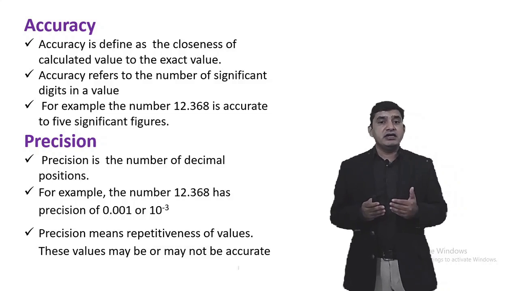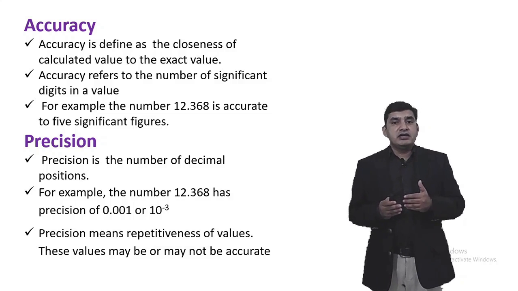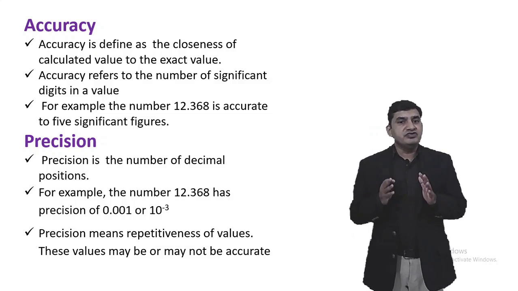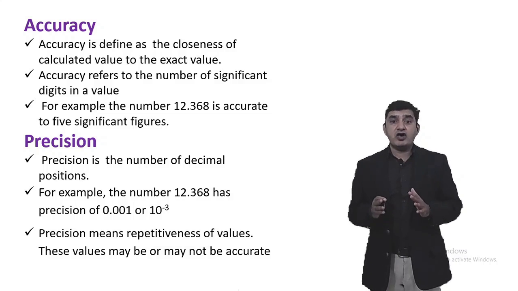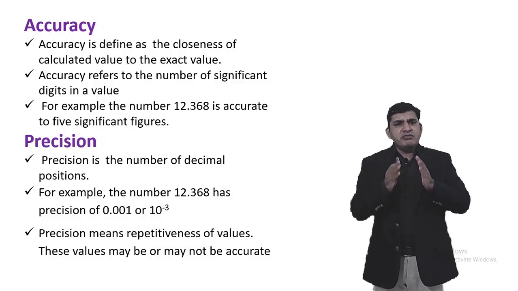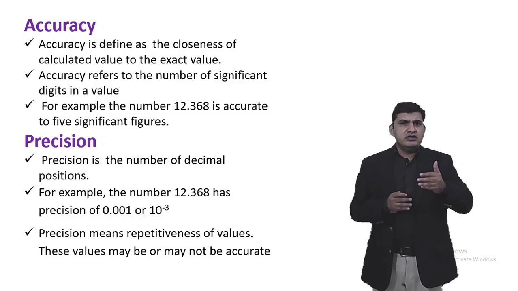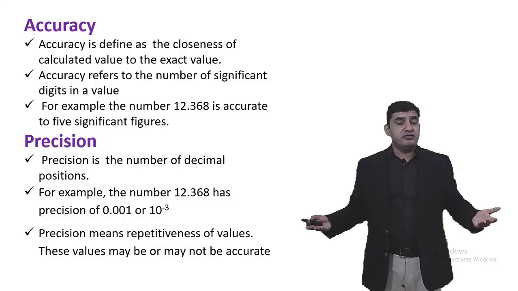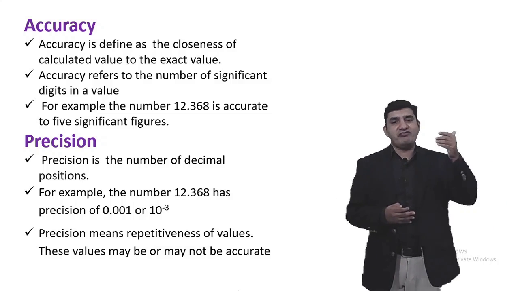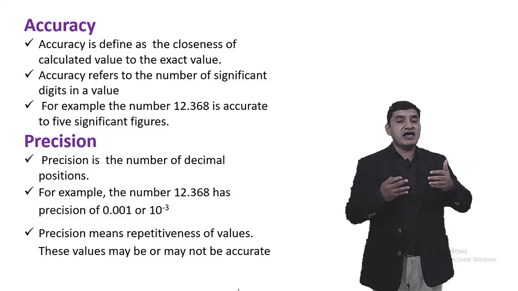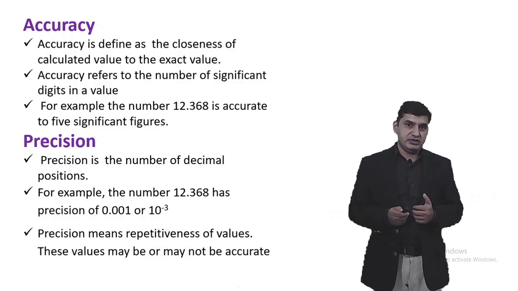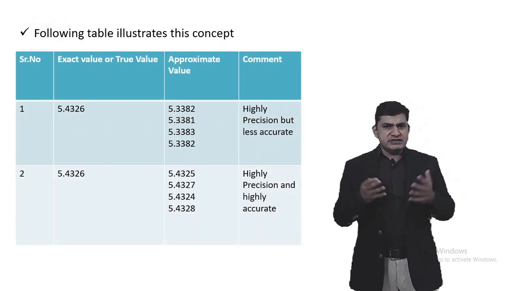Precision means repetitiveness of the value. Okay. This value may or may not be accurate. That is, there may be precision. Okay. The value may not be accurate, but it may be highly precise. It is highly precise, but it may not be accurate. Okay. Now, consider this table.